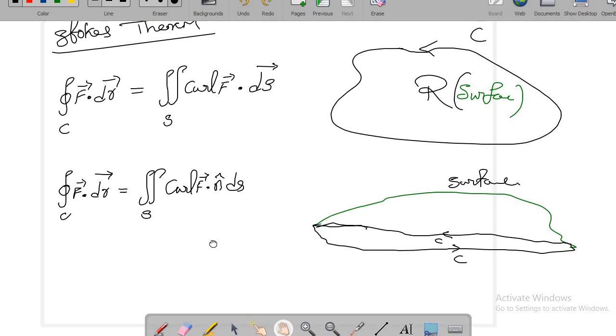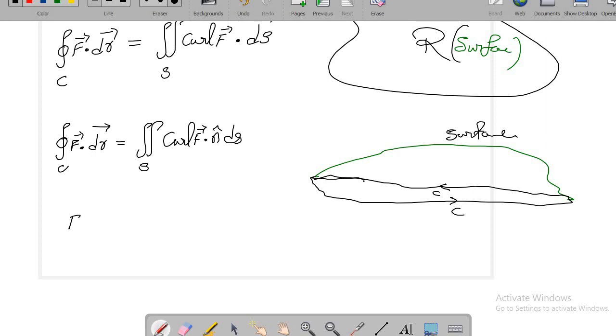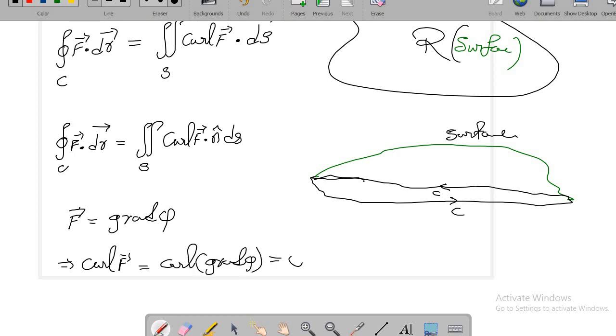Suppose f bar is grad phi. Then from this what do you know? You know curl of f bar, which is nothing but curl of grad phi, and this becomes 0. That's it. If f bar is given by a gradient function, then definitely the value will be 0.